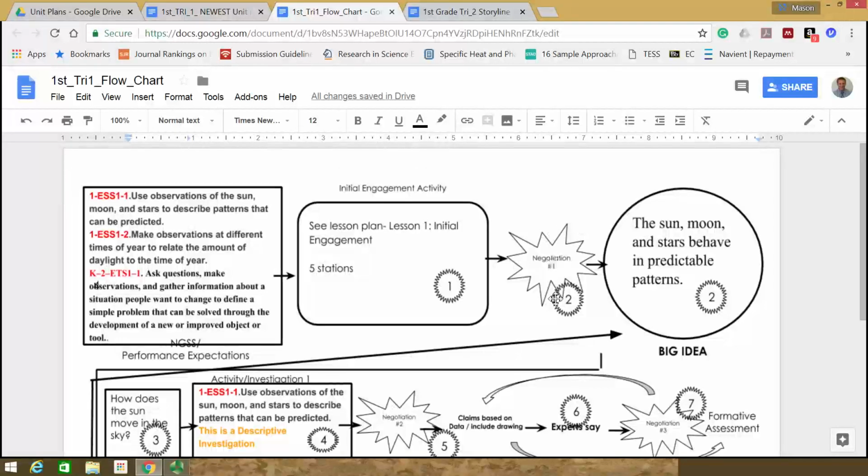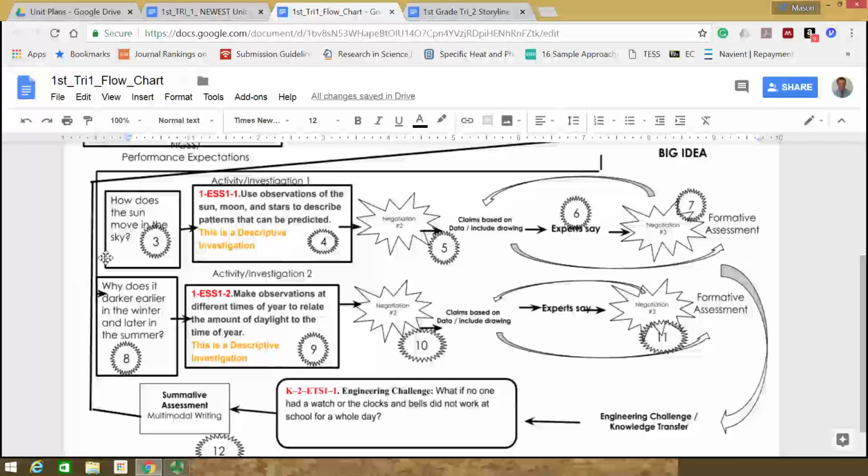Then they'll start with their first investigation, and hopefully it'll be a question along the lines of how does the sun move in the sky. It's going to be a descriptive investigation, and they'll make observations and collect data. They will have a negotiation about that data they collected. Then they'll do some reading and check with the experts. They'll come back here and make another claim after they've checked with the experts. Then they'll do a formative assessment.